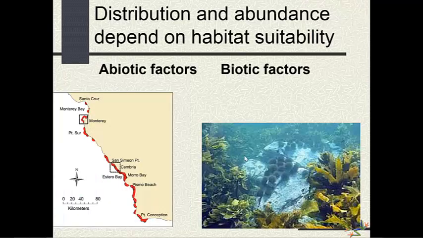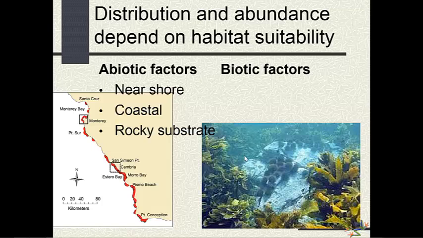Distribution and abundance both depend on habitat suitability, and habitat suitability depends on the abiotic factors and the biotic factors present in that range. So here on the left side, you can see that the sea otters are actually really, really close to the coast. And that has something to do with shallow water and rocky substrate, while on the right side, you can see biotic factors. There is kelp that they need to put their young in so that they don't get swept away. And you can see also their favorite food source there in the middle, which is sea urchins.